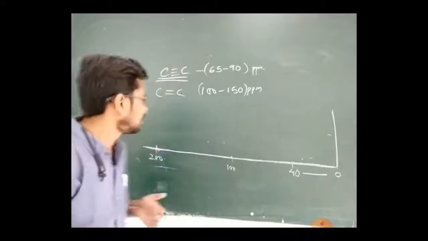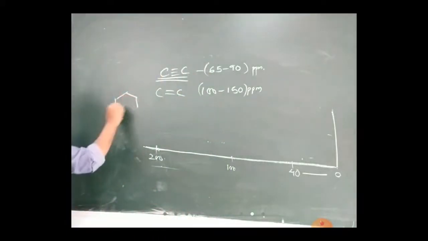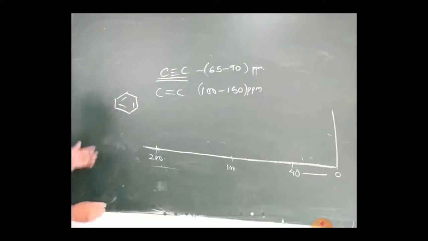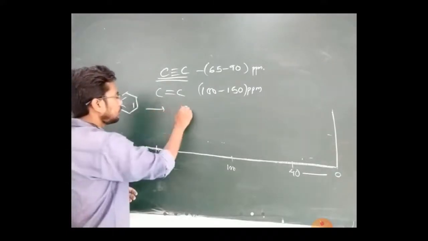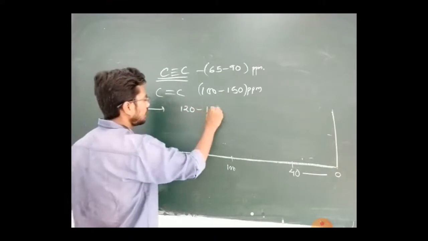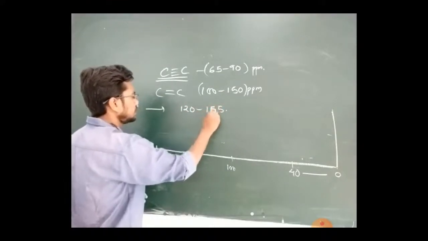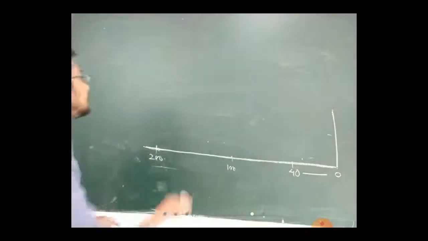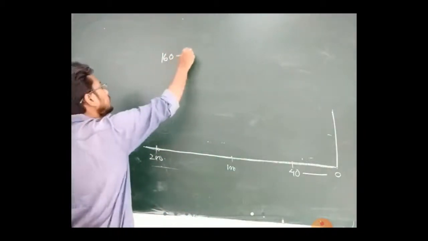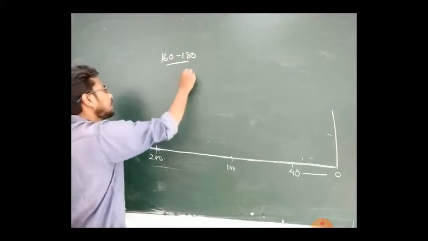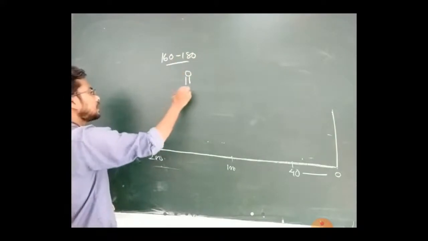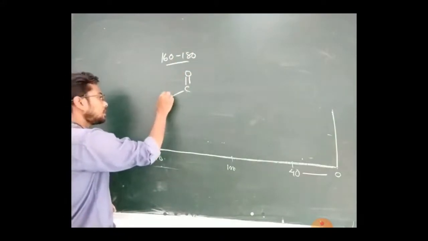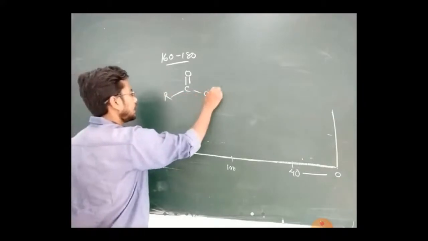your benzene ring alkene. So you have this double bond. They also appear around 120 to around 65 ppm. This is the range for your aromatic. This 160 to 180 is for the carbonyl carbon, but this is only for your ester.